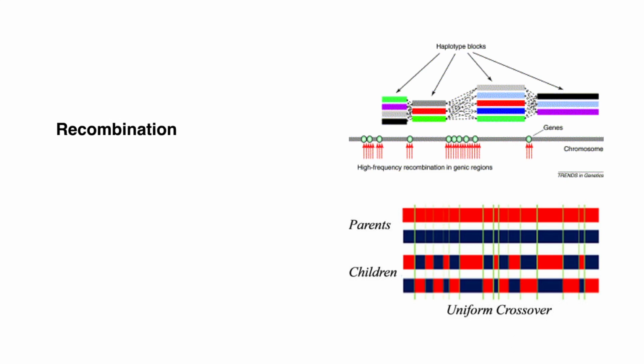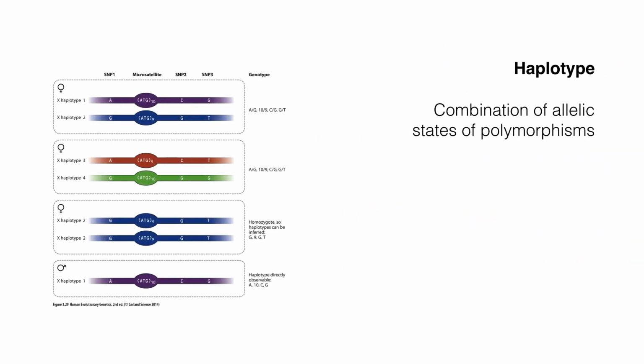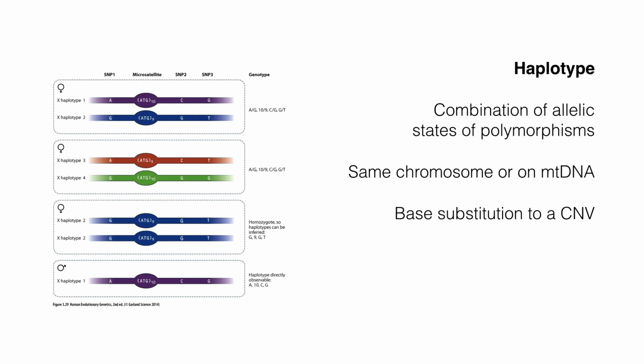Recombination produces a variety of different allele combinations called haplotypes. A haplotype refers to the combination of allelic states of polymorphisms along the same DNA molecule. In other words, a sequence of alleles on the same chromosome or mitochondrial DNA. These polymorphic sites can include any class of DNA variants, from base substitution to copy number variant.